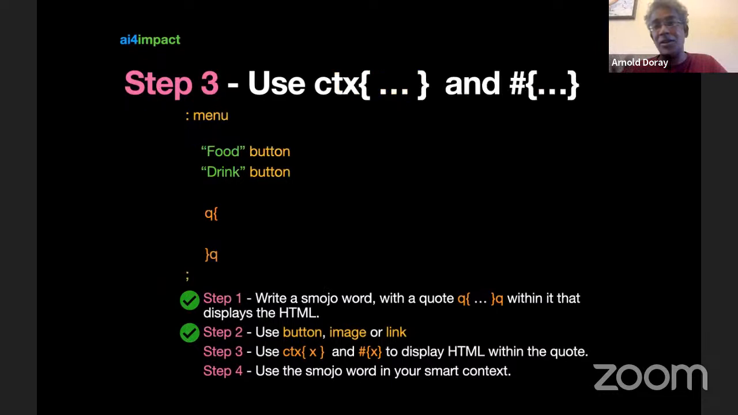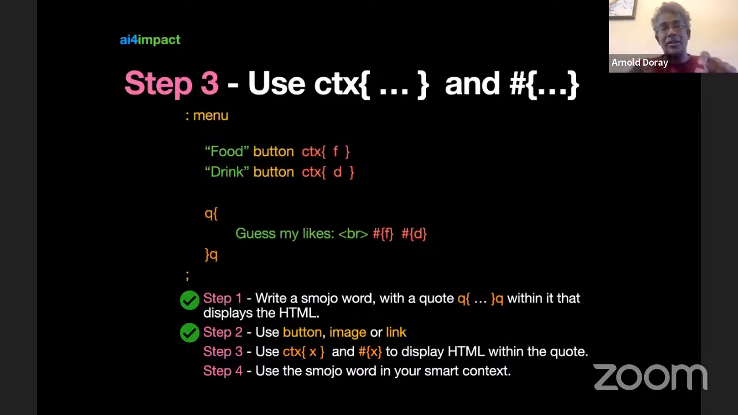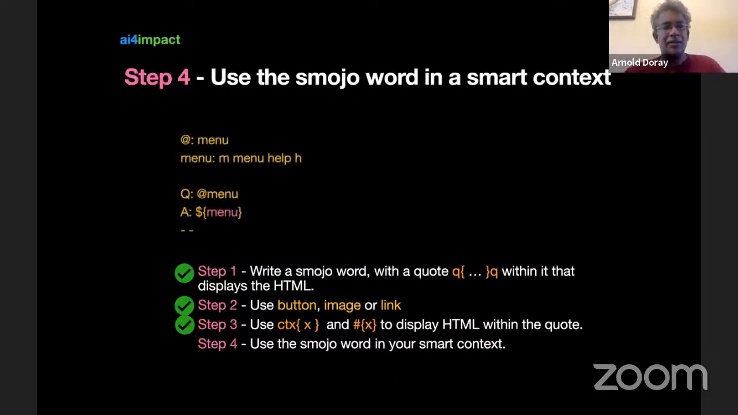All right, step 3, you want to use these to push it into the quotes that's below. So I use a binding first. I call the CTX, the bracket space F for food and D for drink. It's just convenient. You can call it whatever you like. 1 word only. And then what you do is you put in your text in the quotes where you put the hash F and the hash D without the spaces. And what will happen is that when this runs, it will paste in the button for food and the button for drink. And when you click it, it's as if the user typed in food or the user typed in drink.